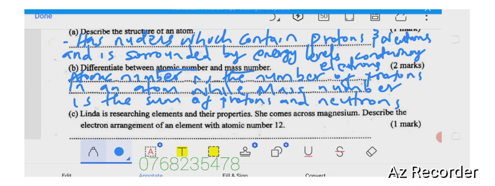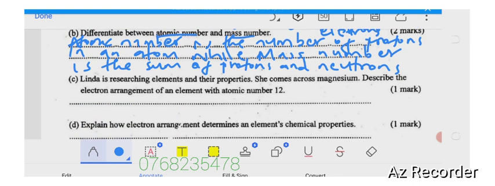So when a question says differentiate, make sure you separate the two statements with the word while, whereas, or sometimes you can use a table to show the difference between the two so that you can get your full marks.